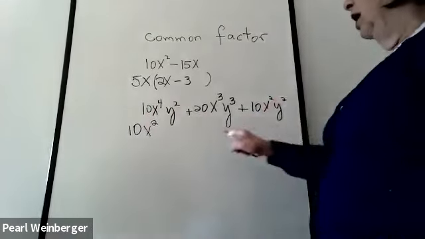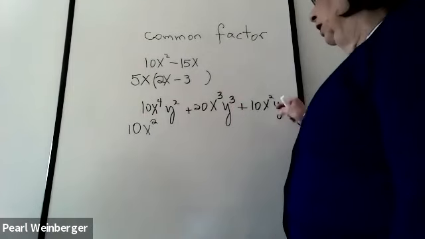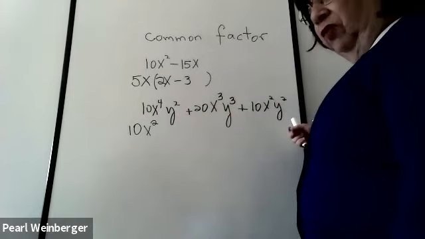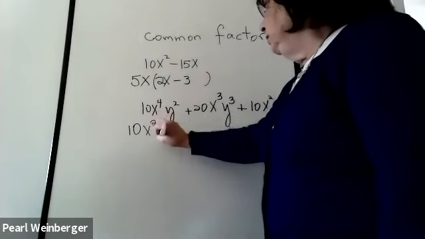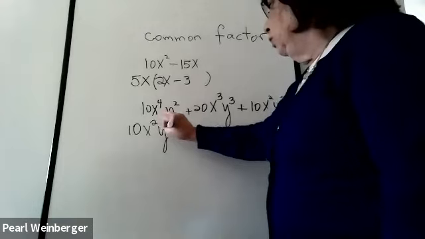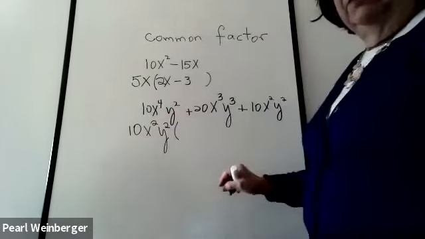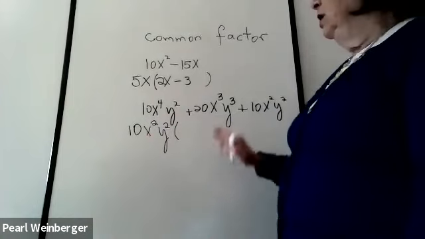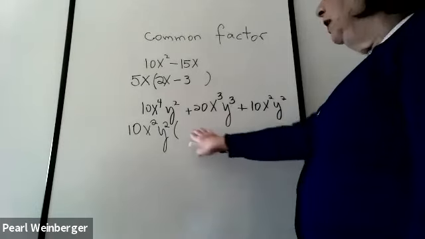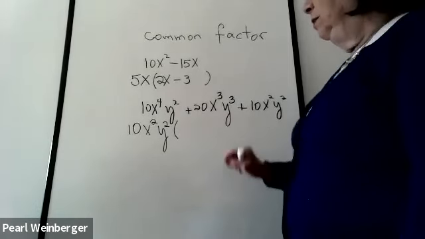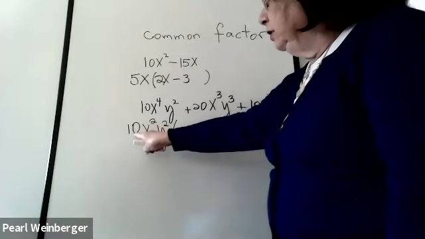Now I go to the y's. I have a y squared, a y third, and a y squared. Again, all the terms have y in them, and the lowest exponent is 2, so this becomes 10x squared y squared. I have figured out what my common monomial factor is. I now have to figure out what the polynomial that goes inside the parentheses is going to be. So I'm going to divide the 10x squared y squared into each one of these terms.